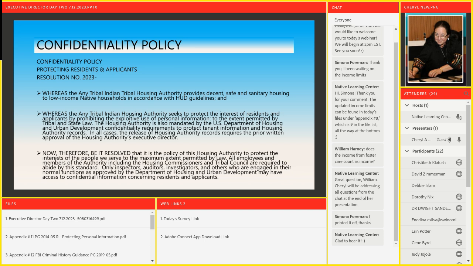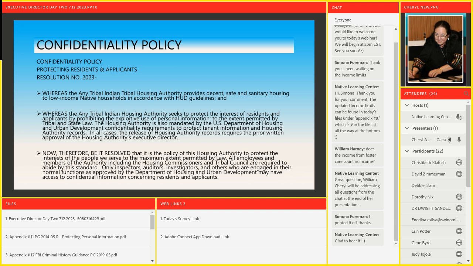In all cases, the release of your housing authority records requires the prior written approval of the housing authority's executive director. Now, therefore, be it resolved that this is the policy of the housing authority: protect the interest of the people we serve to the maximum extent permitted by law. All employees and members of the authority, including the housing commissioners and tribal council, are required to abide by this standard. Only inspectors, auditors, investigators, and others who are engaged in their normal functions as approved by HUD may have access to confidential information concerning residents and applicants.